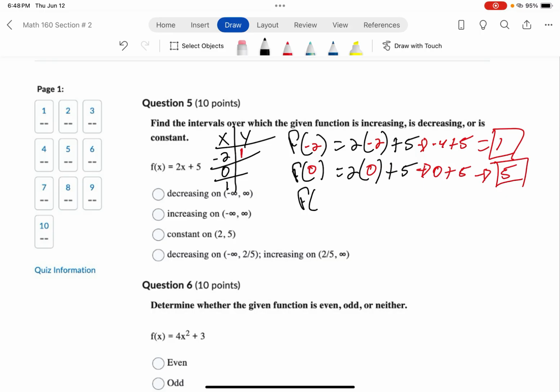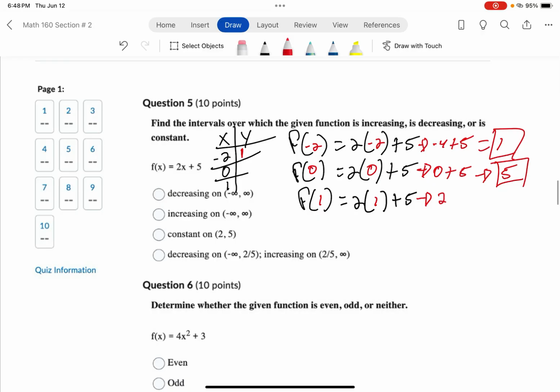Third number, sorry, is 1. Here x is 1, so 2 times x, in this case, is 2 times 1. Where you see x, you plug in the number you're using. So 2 times 1 is 2, plus 5. How much is this? This is 7, right?